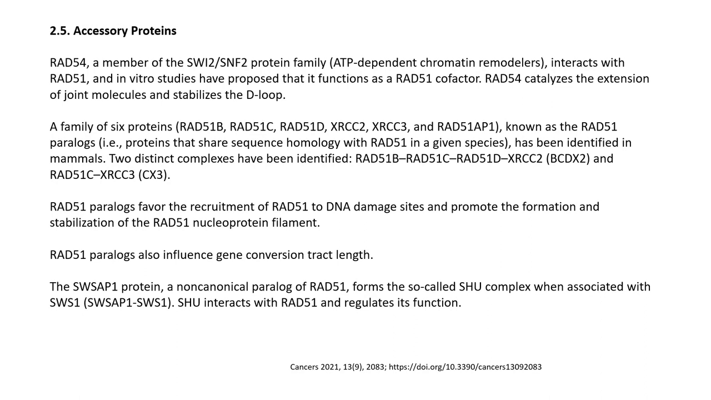A family of 6 proteins, Rad51B, C, D, XRCC2, 3, and Rad51AP1, known as the Rad51 paralogs, which are proteins that share sequence homology with Rad51 in a given species, have been identified in mammals. 2 distinct complexes have been identified, Rad51B, C, D, XRCC2, and Rad51C, XRCC3. Rad51 paralogs favor the recruitment of Rad51 to DNA damage sites and promote the formation and stabilization of the Rad51 nucleoprotein filament. The Rad51 paralogs also influence gene conversion track length. The SWSAP1 protein, a non-canonical paralog of Rad51, forms the so-called SHU complex when associated with SWS1. SHU interacts with Rad51 and regulates its function.